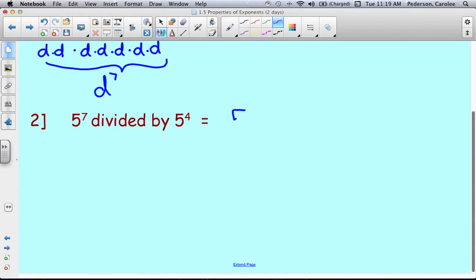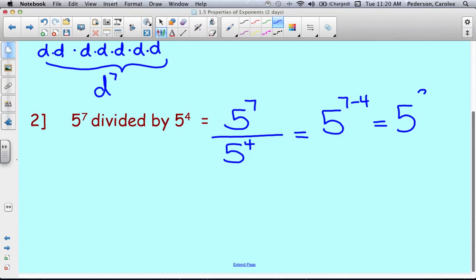So it looks like this, 5 to the 7th divided by 5 to the 4th. Well, there's a property that says if I have the same exponential base, they're both base 5, and there's division, then I would subtract their exponents. So 7 minus 4 is 5 to the 3rd. And then we probably know now that 5 times 5 times 5 is 125. Again, I'll show you why this works.